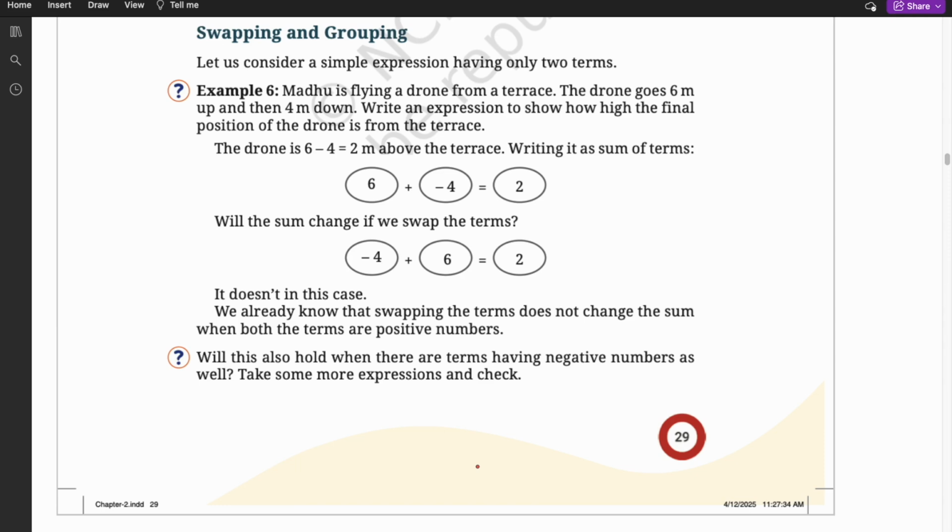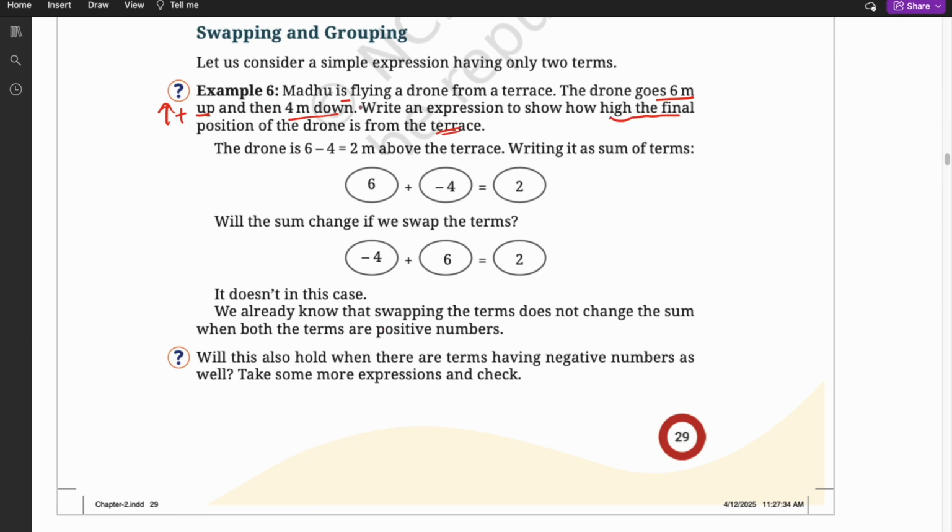For example, यहाँ पे जैसे given है, Madhu is flying a drone from a terrace. The drone goes 6 meters up and then 4 meters down. Drone goes 6 meters up means plus and 4 meters down means minus. So write an expression to show how high the final position of the drone is from the terrace. So terrace से हमको final position बतानी है कि how high it is.